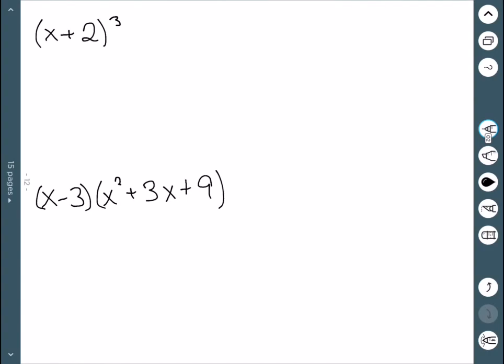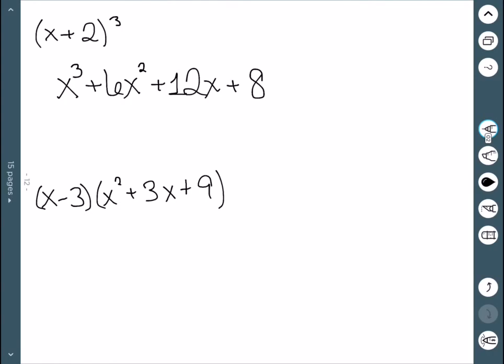x plus 2 cubed. Well, we start by doing x cubed. We then square the first term times the second, so x squared times 2 times 3, which would actually be 6x squared. We then have the first term times the second squared, which would be 4x times 3, which is 12x. And then we cube the last thing. 2 cubed is 8.